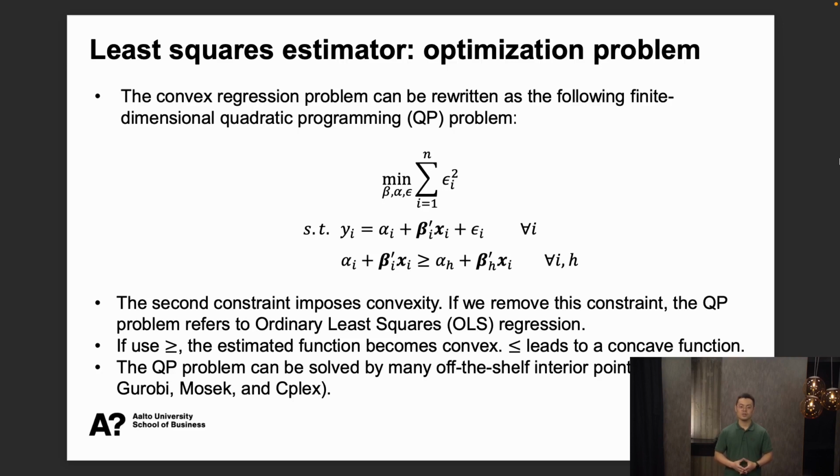In the shape constraint, if we use greater than or equal to, the estimated function becomes convex. If we use less than or equal to, then the function is concave. This QP problem can be solved by many off-the-shelf interior point solvers, for example, Gurobi, Mosek, and CPLEX.